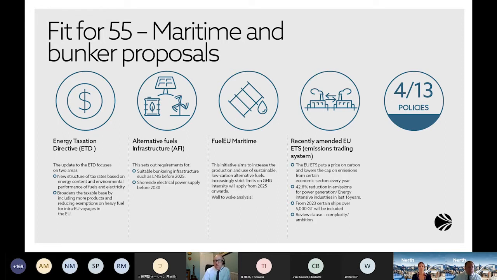So with that, moving on to the ETS, I'm going to hand over to Alvin, who's going to elaborate on this a little bit more. So Alvin, if you take control there, the floor is yours. Thank you. All right. Thanks, Mark.